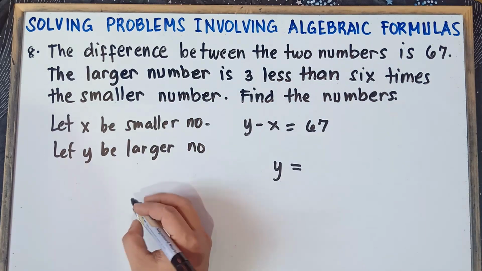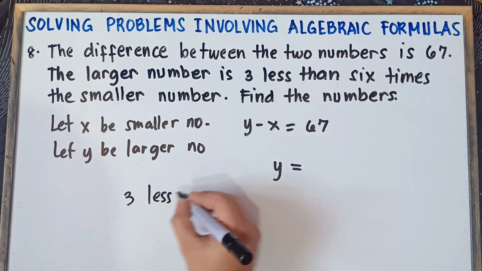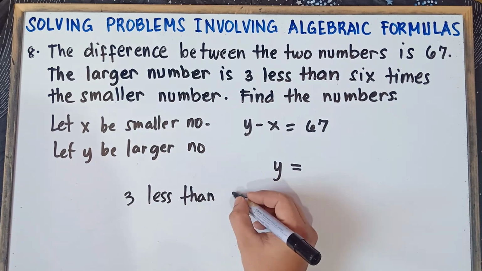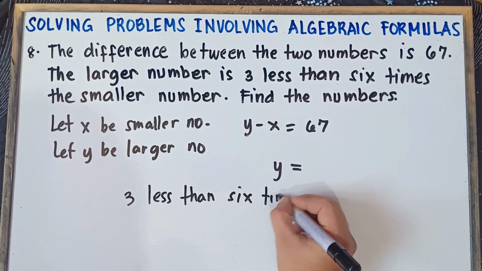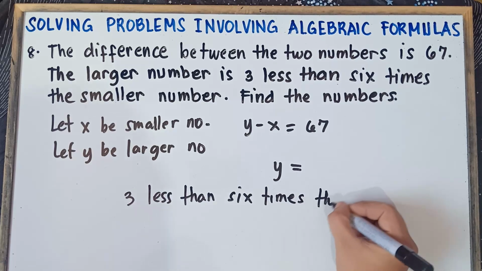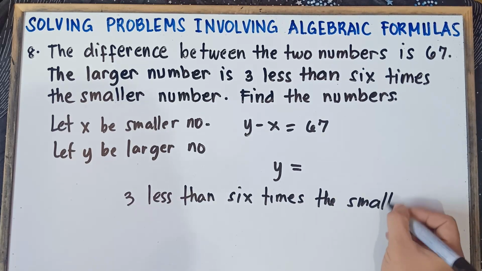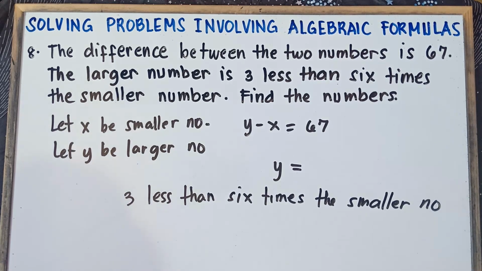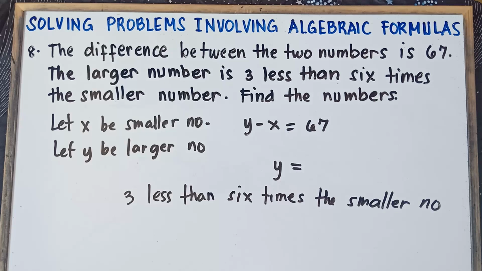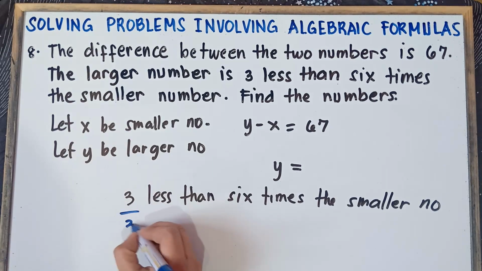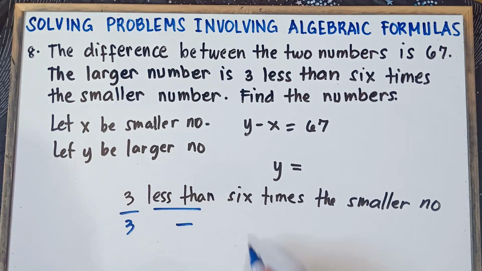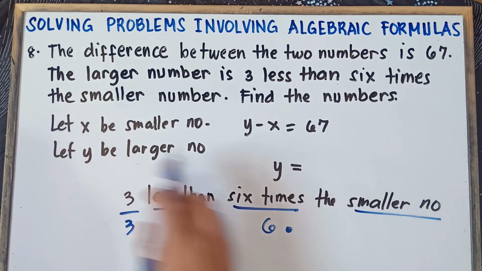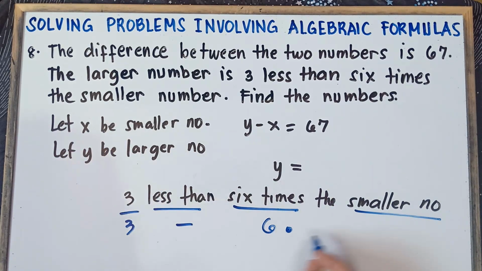So let me just write that one, class. 3 less than 6 times the smaller number. Now, how will you write this one, class, in a mathematical equation? So 3 less than 6 times the smaller number. Of course, 3, that would be the number 3. Less than, that would be the minus sign. 6 times the smaller number. So once again, we let x be the smaller number. So this will be 6 times x. Sir, where did you get x?